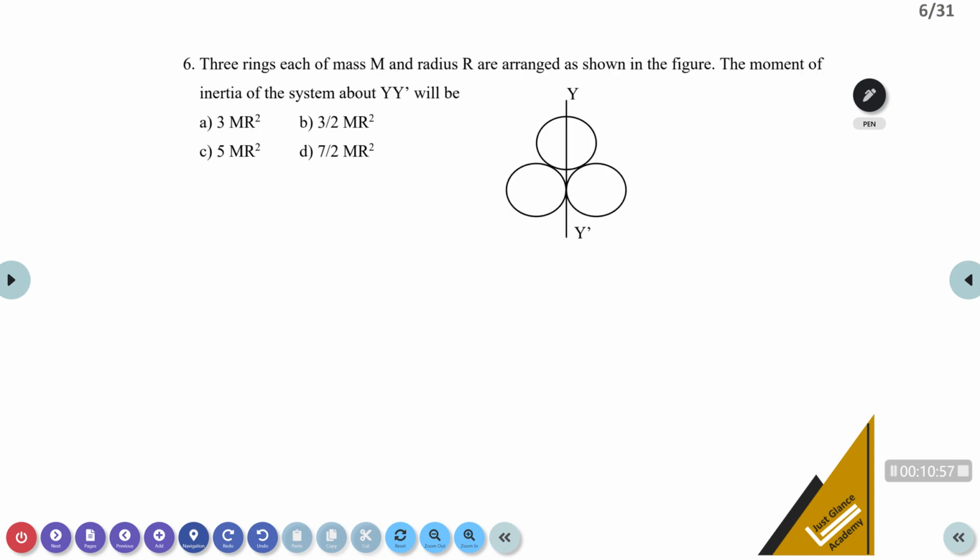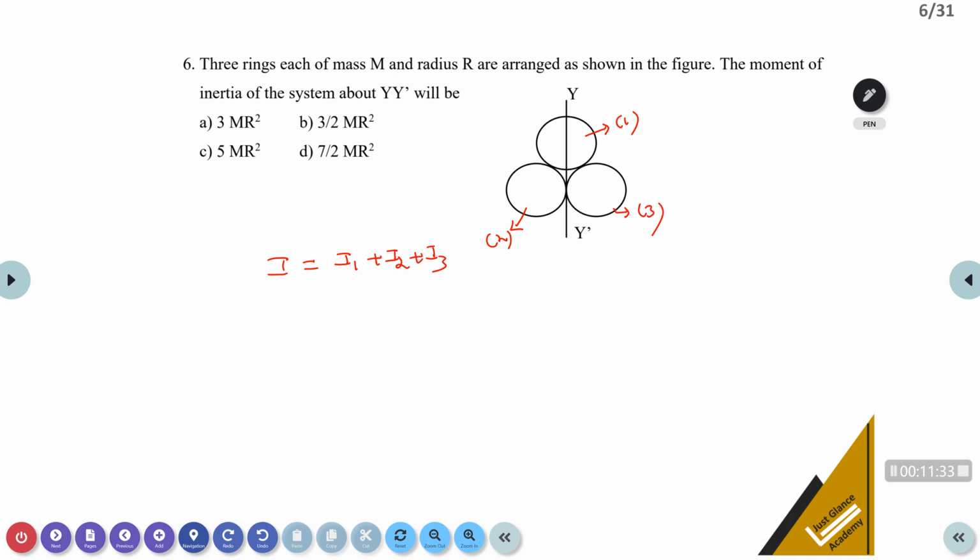Next, the sixth one: 3 rings, each of mass m and radius r, are arranged as shown in the figure. The moment of inertia of the system about y dash. I will call this ring 1, this ring 2, and this ring 3. Now here moment of inertia I equals I1 plus I2 plus I3.